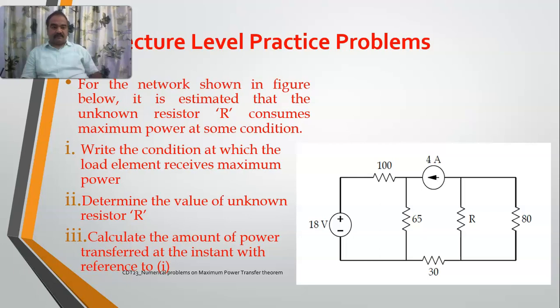Try to solve this problem. See, for the network shown in the figure, it is estimated that the unknown resistor R consumes maximum power at some condition. Write the condition at which load element receives maximum power. It is RL is equal to RTH. And determine the value of unknown resistor. How to determine? You should determine the Thevenin's resistance. Where is R? See, this is R. And calculate the amount of power which is transferred with reference to 1. So you should calculate it and you should get me the answer.